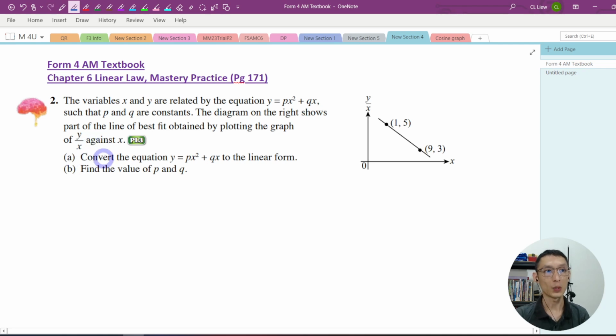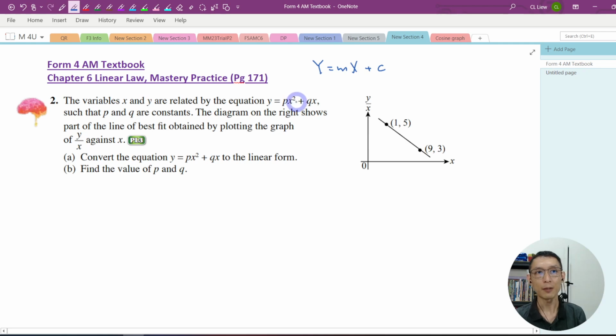Okay, for the first part, we want to convert the equation y equals px squared plus qx to the linear form. That means we want to reduce this to y equals mx plus c. So how do I deduce this equation?